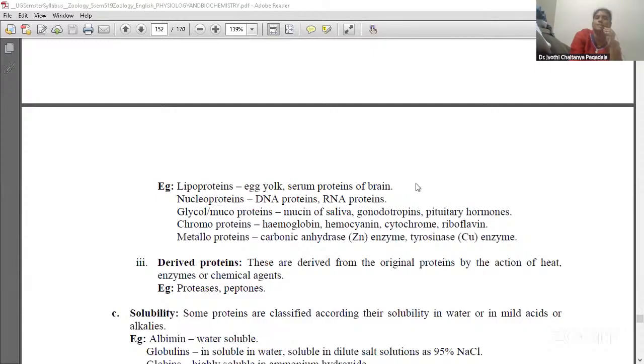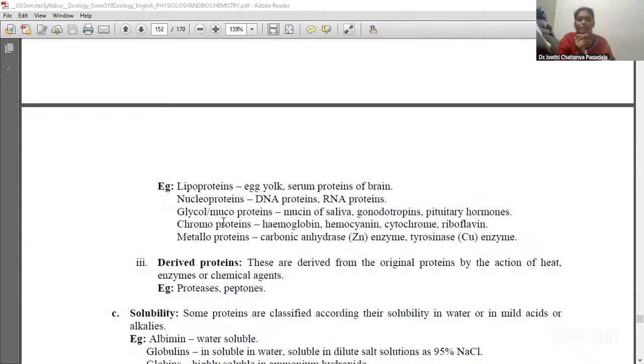And lipoproteins, which are present in egg yolk and serum proteins, and nucleoproteins, those were DNA proteins and RNA proteins, and mucoproteins, which are present in the mucus of saliva, gonadotropins, and pituitary hormones. Chromoproteins, which give color, and hemoglobin, hemocyanin, cytochrome, and riboflavin are examples of these.